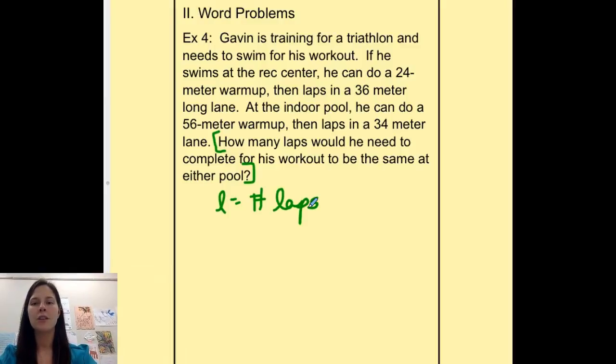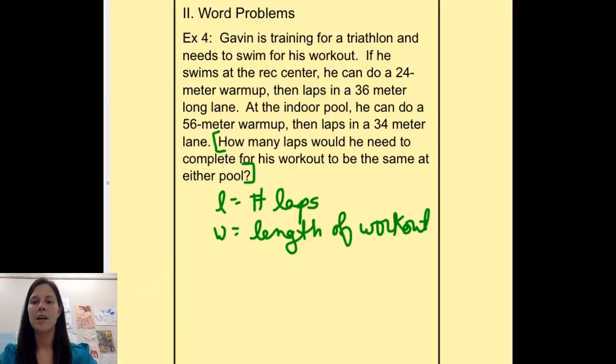Well, what's his workout? His workout is the total length that he's swimming. So I'm going to say W equals the length of the swim. W for workout because I can't use L again for length. We'll call it length of the workout. All right, let's go back and see if we can figure out these two different equations that we'll need to write to determine the number of laps and the length of his workout.